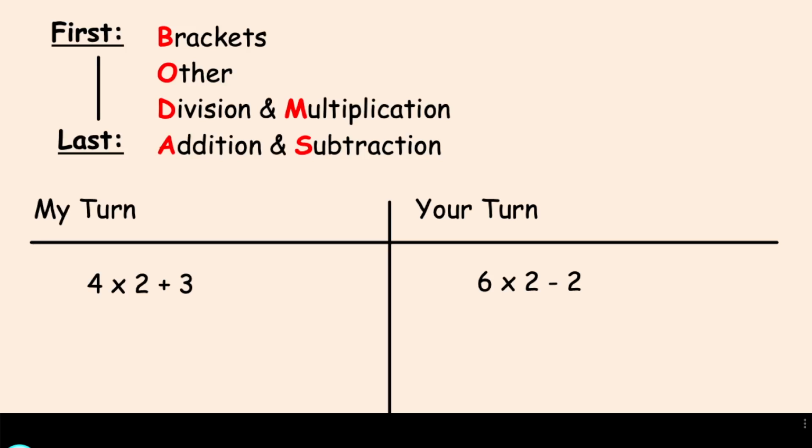So because division and multiplication go first, I'm going to underline here the times, because I've got timesing and I've got adding. I'm going to do the timesing first. So 4 times by 2 gives me 8, plus 3 gives me 11. That's how you do that bit. So your turn, try and do the question on the right-hand side.